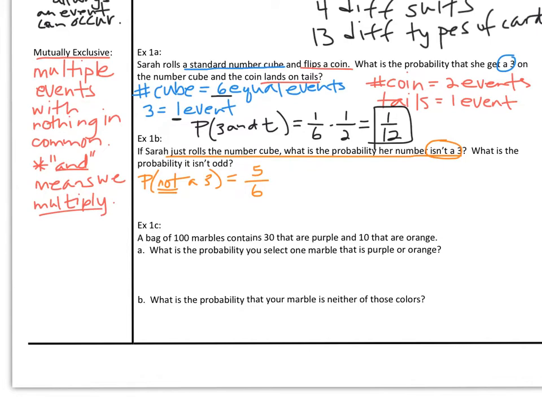Then it says, what's the probability that it isn't an odd number? So then that's a little bit different. So we want it to be not an odd number.